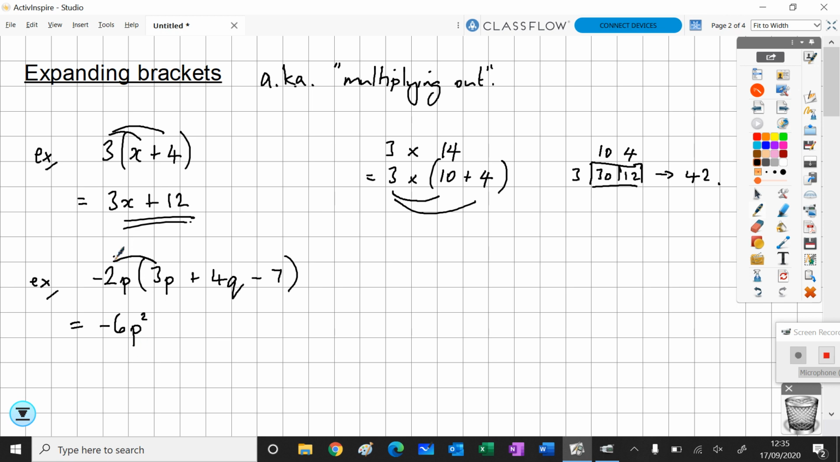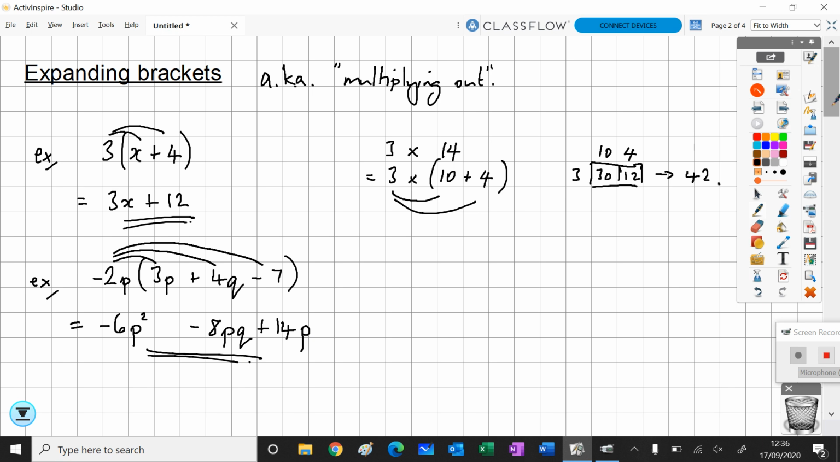Next we have to multiply these. Negative times positive makes negative. Notice how I'm trying to line things up just to keep my thoughts straight. 2 4s are 8, and p times q is pq. And then, lastly, the negative 2p has to multiply this term inside the bracket. Negative times negative makes a positive. 2 7s are 14, p. And so we've expanded the bracket.